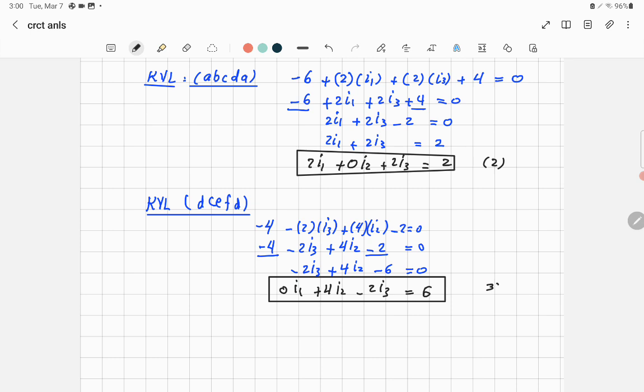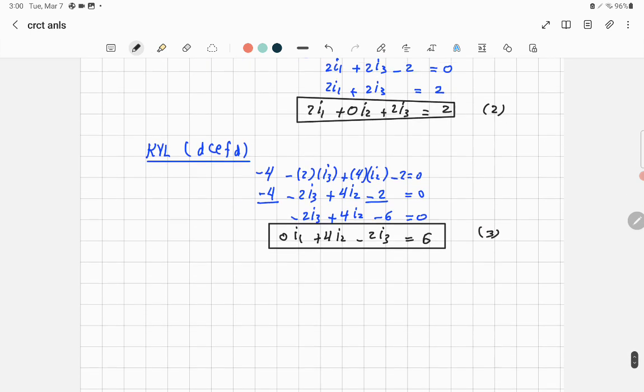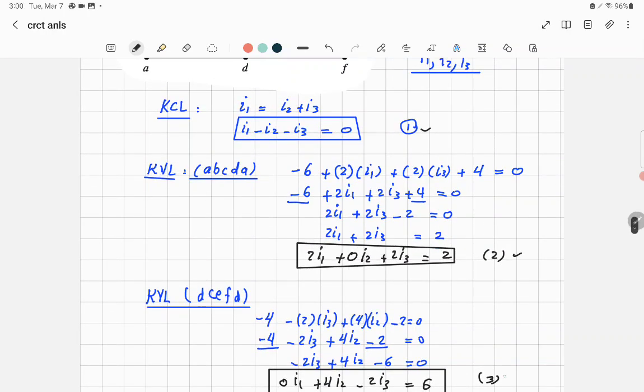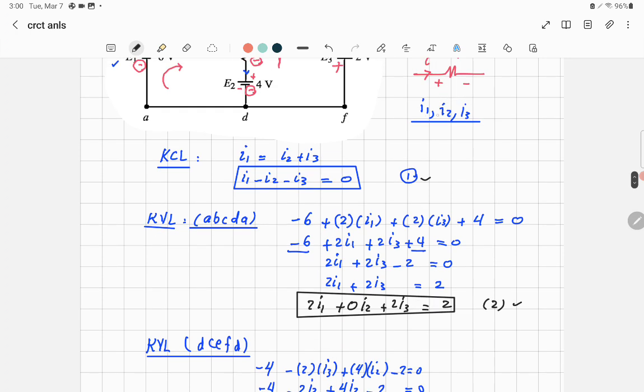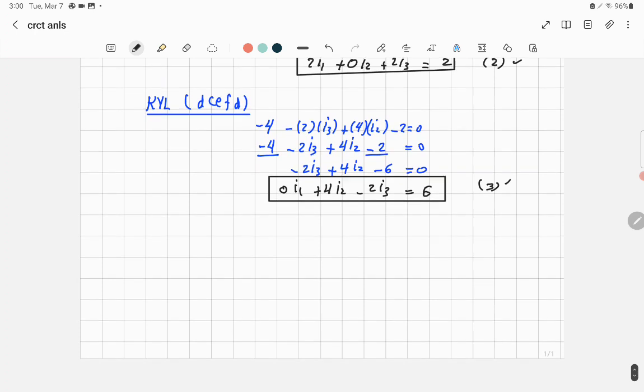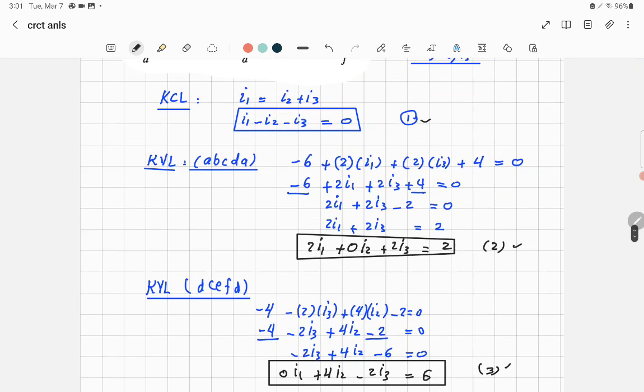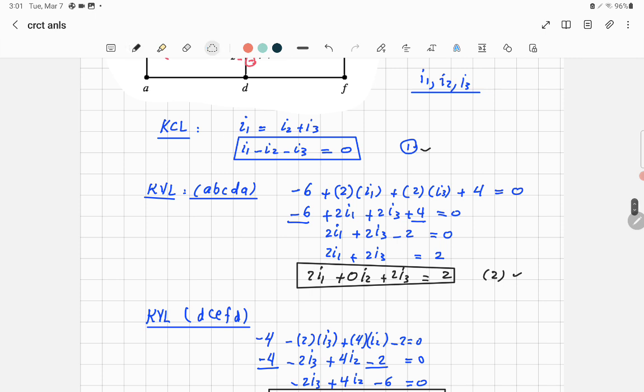So now we have 3 equations in 3 unknowns. That's the first, the second, the third. And the unknowns are I1, I2, I3. Rearrange them in a matrix form. So I say I1, I2, I3, the unknowns. And that's the coefficient matrix. And that's the column vector. How do you write the equations in compact form? The first equation, let's just take a copy of it.